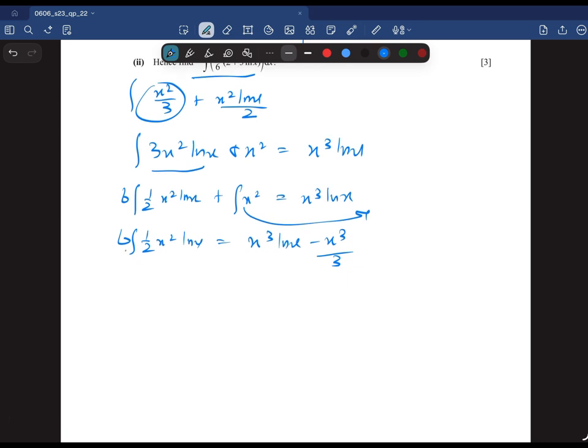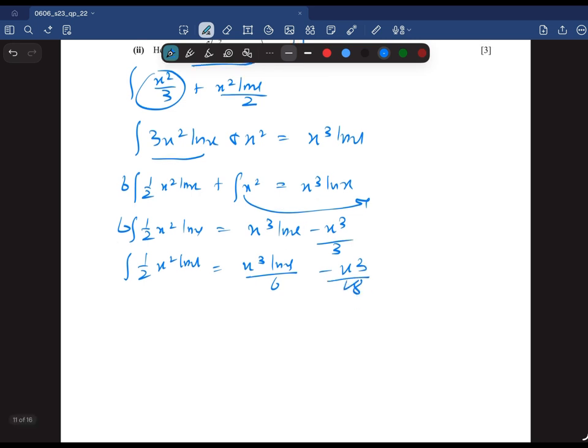We shift 6 to that side and hence the integral of 1 upon 2 x squared ln x is equal to x cubed ln x upon 6 minus x cubed upon 18. Yeah, there you go.